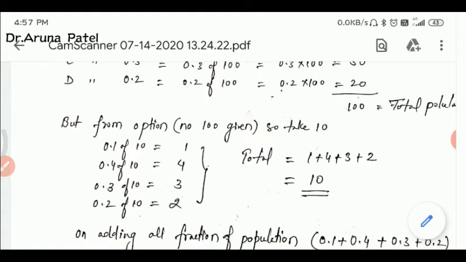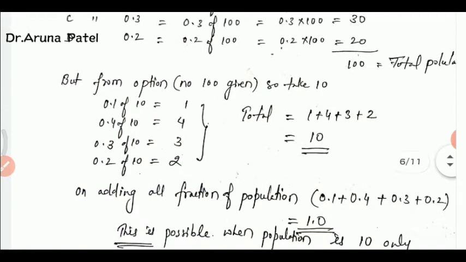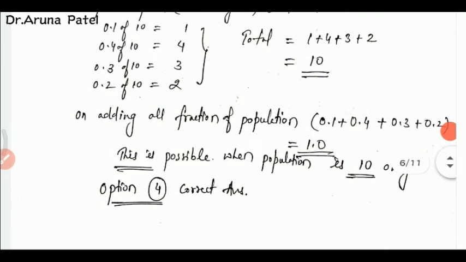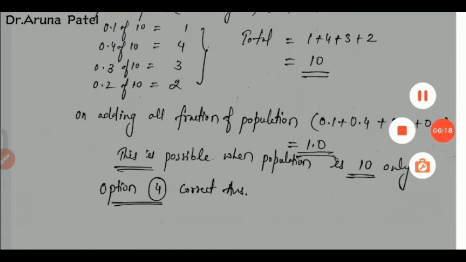So here, when we have taken total population 10, then we get the total equal to 10. On adding all the fractions, 0.1, 0.4, 0.3, 0.2, it is equal to 1.0. So this is the possible value when population is 10 only. So this is given in option 4. So option 4 is the correct answer, and this is the solution for this question.